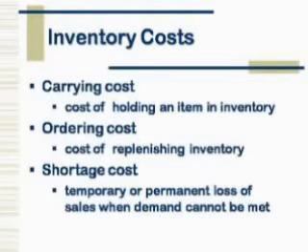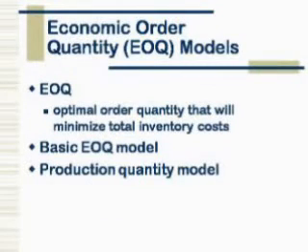The economic order quantity models. It is an optimal order quantity that will minimize total inventory cost. First is the basic economic order quantity method. Demand is known with certainty and is constant over time. No shortages are allowed. Lead time for the receipt of orders is constant. Order quantity is received all at once.